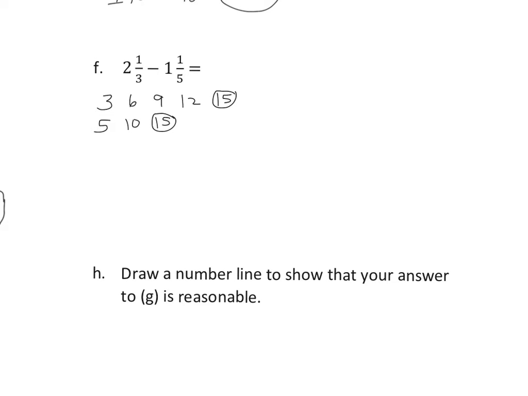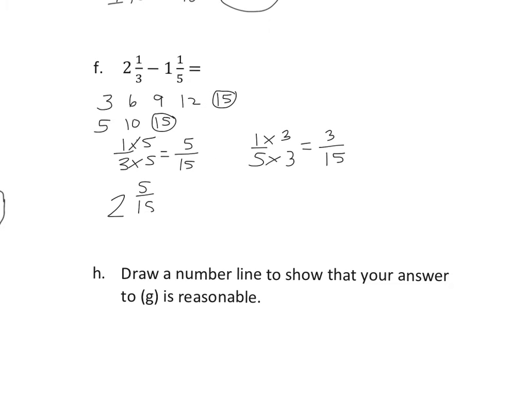And so what I'm going to do is take 1/3 and multiply that by 5. So my fraction is out of 15ths, and my numerator will be 5. I'm going to take my 1/5 and multiply that by 3, so that my fraction is out of 15 pieces, and the numerator is going to be 3. And so now I'm going to rewrite the problem. I'm going to make sure that I don't forget the whole numbers up on top. So I have 2 and 5/15.